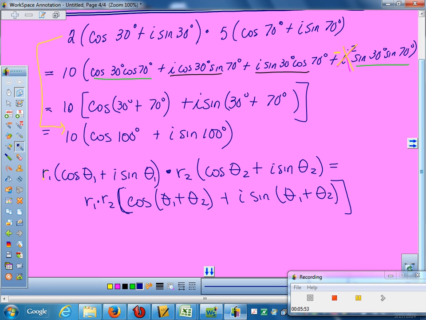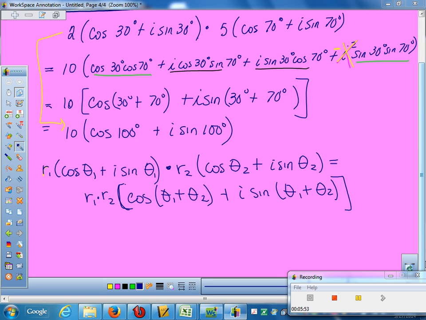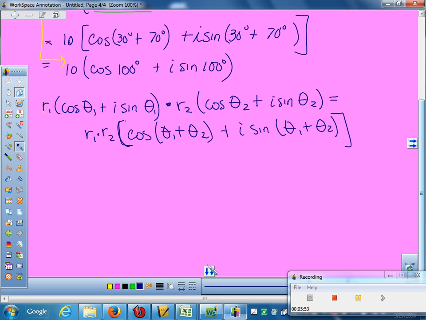Okay, so that's the rule. It's a big, long, messy rule, but that's the rule. Multiply the R's, add the angles. That's all you've got to know. That's for multiplying. So now, if I throw you a problem that looks hideous, I'm going to hit it.